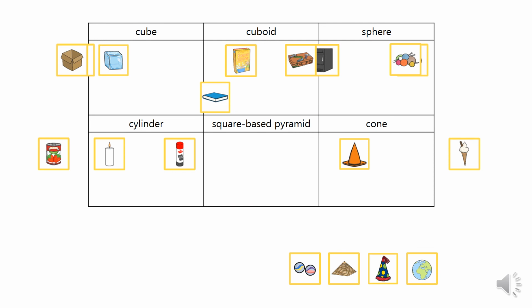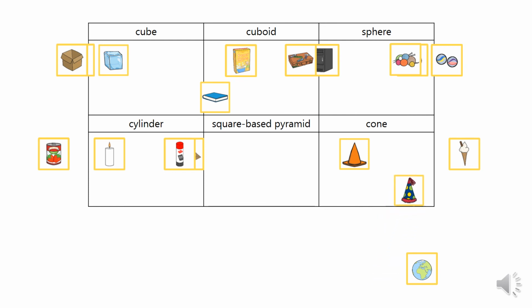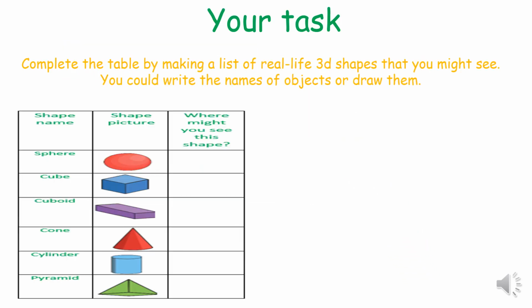How about marbles? What do you think a marble shape is? It's a sphere. What about this pyramid from Egypt? It's a square-based pyramid. How about a party hat? It's a cone. And lastly, we have the globe, the earth. And we know that's also a sphere.